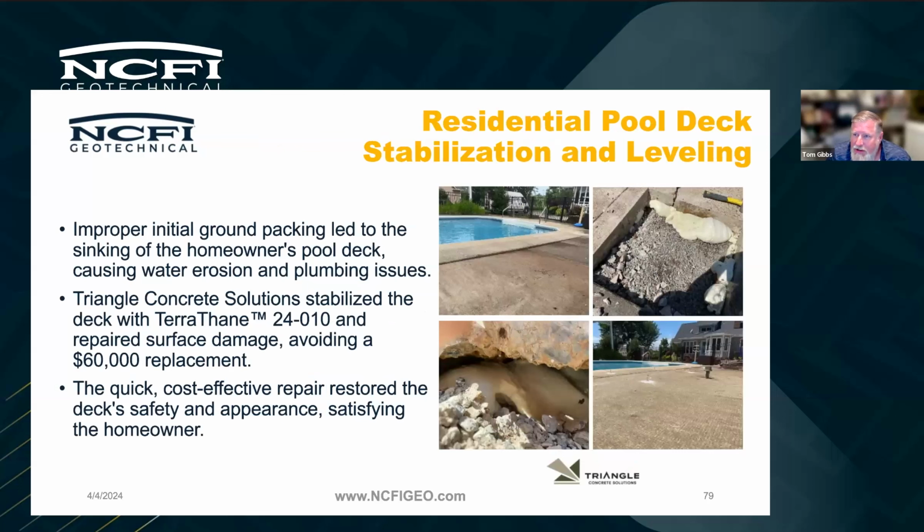Good residential job, residential pool deck stabilization by Triangle Concrete Solutions. Improper initial ground packing led to the sinking of the homeowner's pool deck, causing water erosion and plumbing issues. To replace it would have cost about 60 grand, tear it out and replace it. So they were able to lift that, stabilize it, and give it a lot more life.